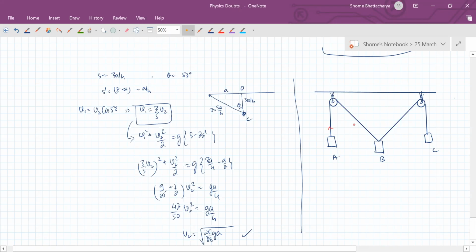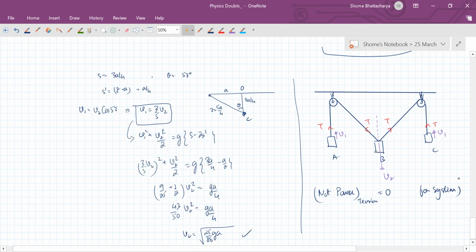So tension is acting like this over here. Now this block is coming down with a velocity v2, whereas both these blocks are going up with a velocity v1. So now the virtual power concept is that the net power delivered by tension should be 0 for the system.